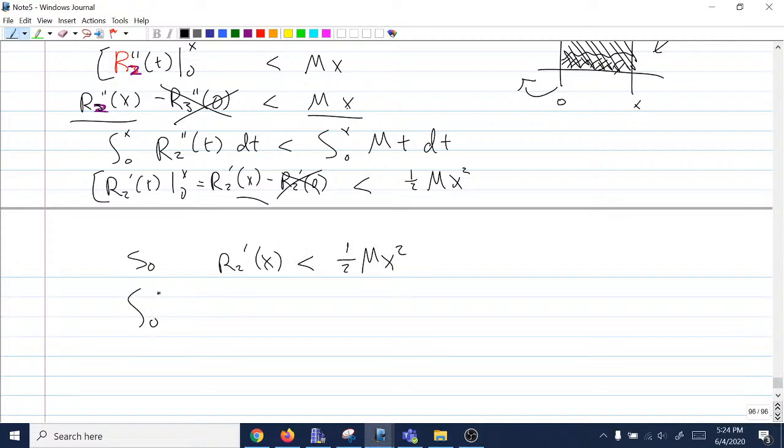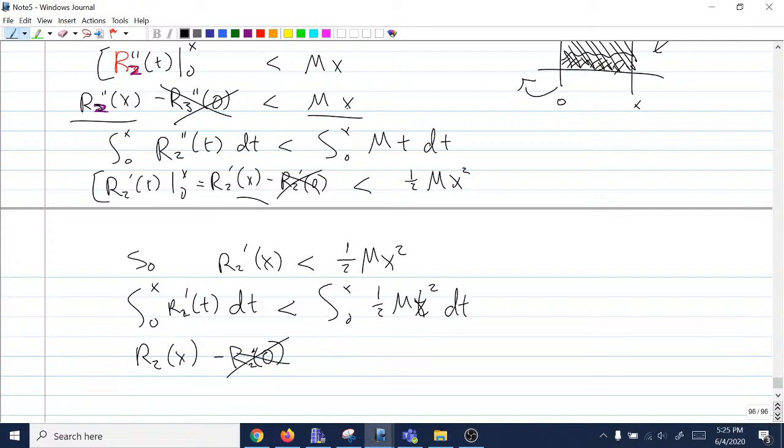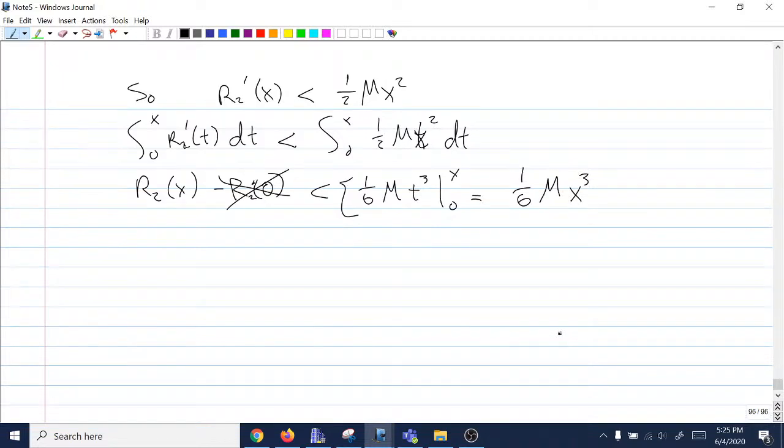So integrate that from 0 to x with respect to t. R2 prime of t is going to be less than the integral from 0 to x of half mt squared dt. This is part of the obnoxiousness, you have to keep switching the letter to t in order to integrate it. I get R2 of x minus R2 of 0, and R2 of 0 we just said was 0, is at most the integral of this thing, which is 1/6 mt cubed evaluated from 0 to x. That'll be 1/6 mx cubed. I'm getting that.